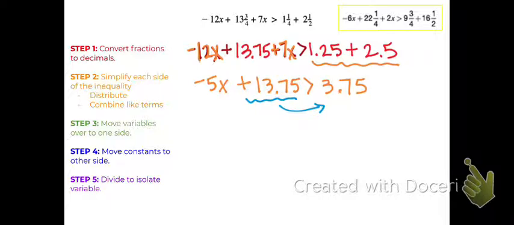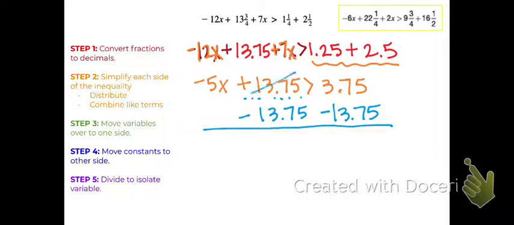When you want to move something to the other side of an inequality or an equation, you need to do the opposite operation, the inverse. So to undo this adding 13.75, I'm going to subtract 13.75. And you need to do that on both sides. Because when you do, you get 13.75 minus 13.75 cancels out. And on the right side, we get -10.